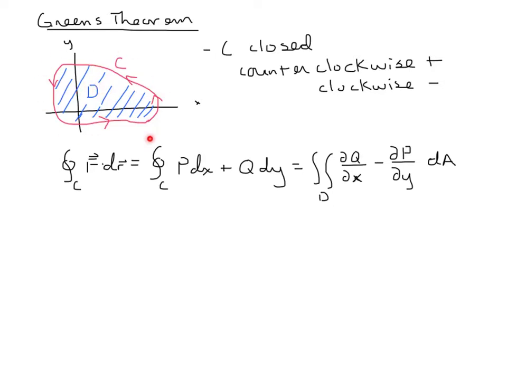So if we have this region right here, it has to be a two-dimensional region for Green's theorem. We'll have an equivalent of this in 3 dimensions coming up. But for 2 dimensions, if we have a two-dimensional shape, so that's D, it has to be completely closed, so a curve has to be closed by some curve.